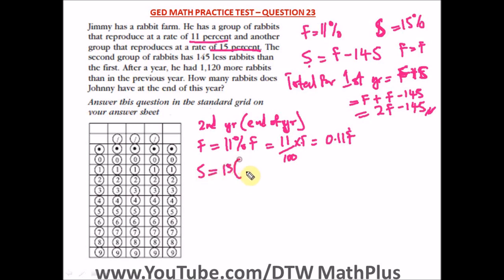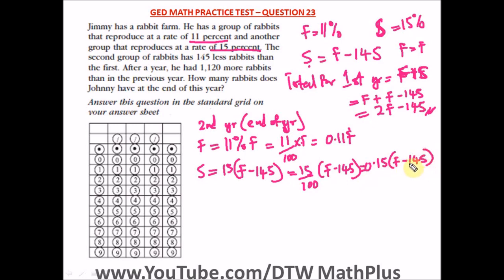Okay? Then for S, it's going to produce what? 15% of the amount it had. 15% of what? F minus 145, because that's the production rate. So this is still the same as 15 divided by 100 bracket F minus 145, which will give us 0.15 bracket F minus 145.